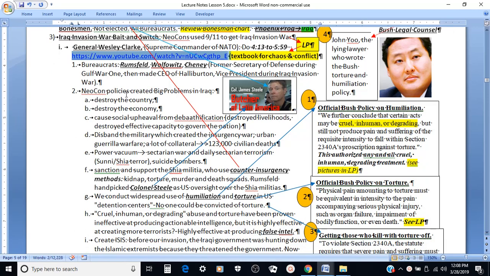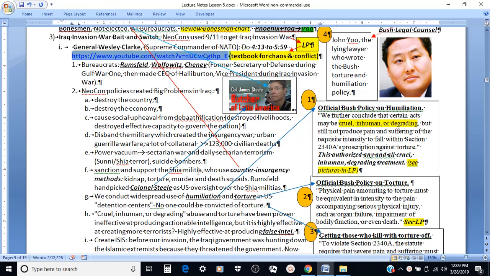Neocon policies create big problems in Iraq, destroy the country, destroy the economy. You had de-Baathification, destroy livelihoods, right? You disband the military. This results in insurgency, right? Then you got an urban war, a lot of people dying, a lot of collateral damage. You have a power vacuum. You have sectarian terrorism on each other. You have both of these groups fighting against us.